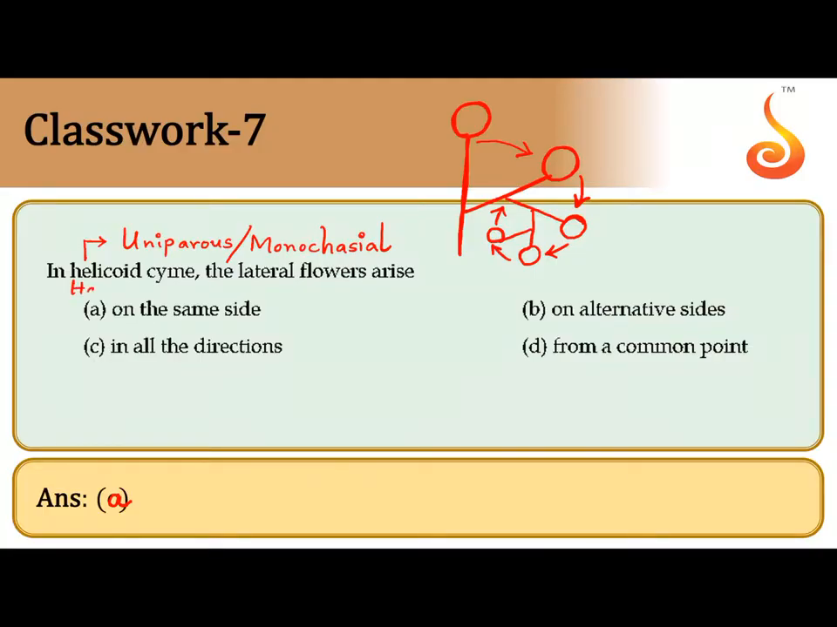Helicoid cyme is seen in Hamelia, Begonia, some of the examples in which you can see this kind of a helicoid cyme.